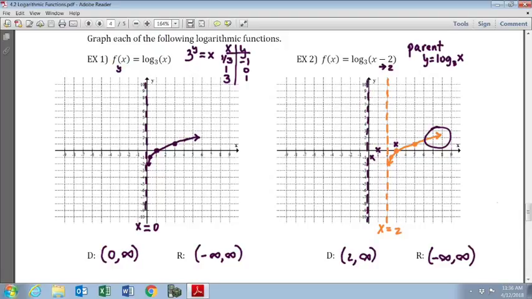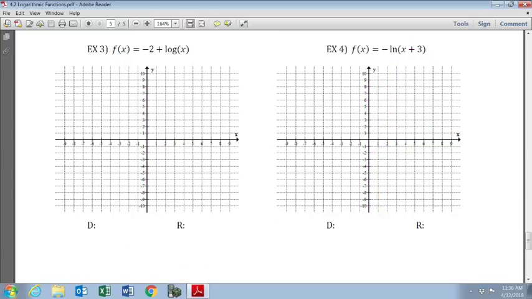It's important that it goes up, even though it's going up slowly, because your range will be all real numbers. It does go up forever. It's important that you can see that in your graph.